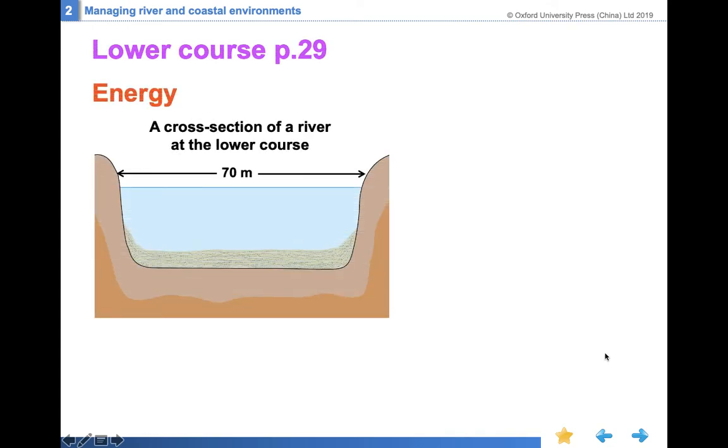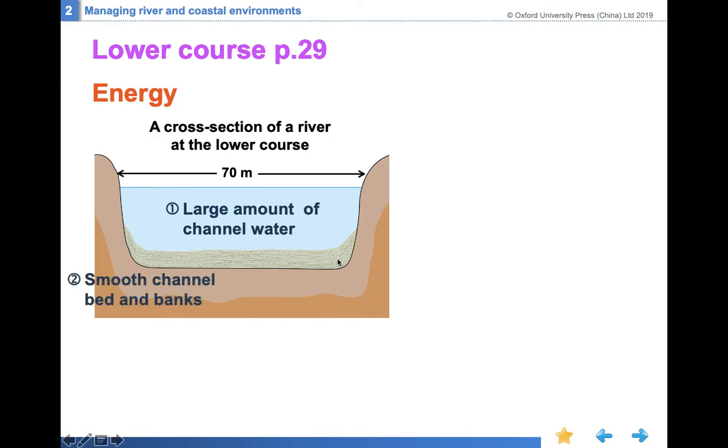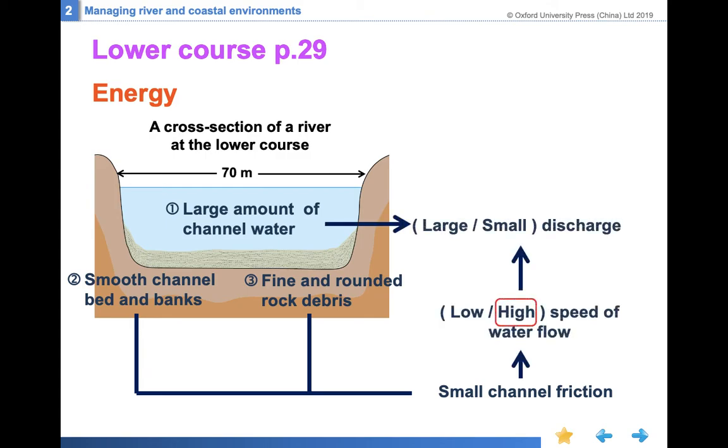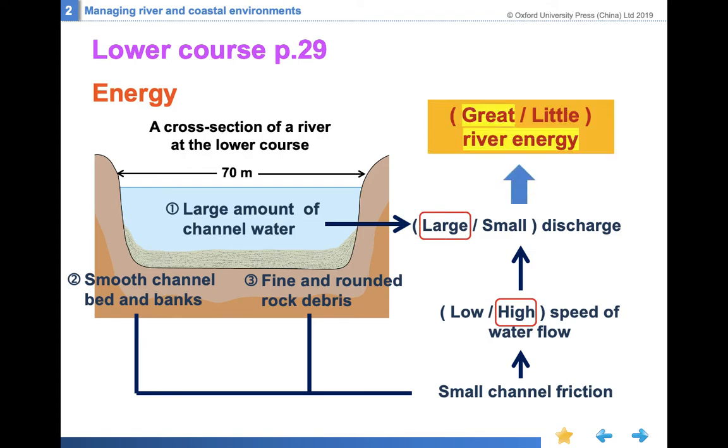For the lower course, you could see here it has the greatest amount of channel water and smooth channel bed and banks. Of course, you could see the rock fabrics are very fine and smooth and rounded. So that's why there is a very small channel friction and thus high speed of the river flow and high discharge and great river energy in the lower course.